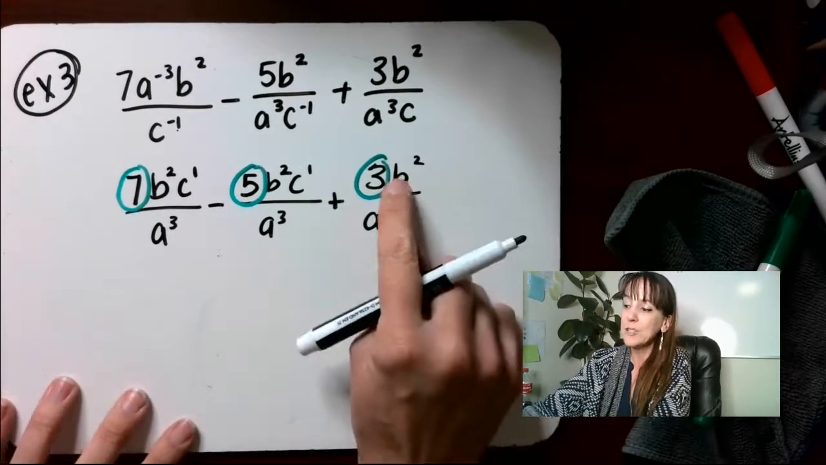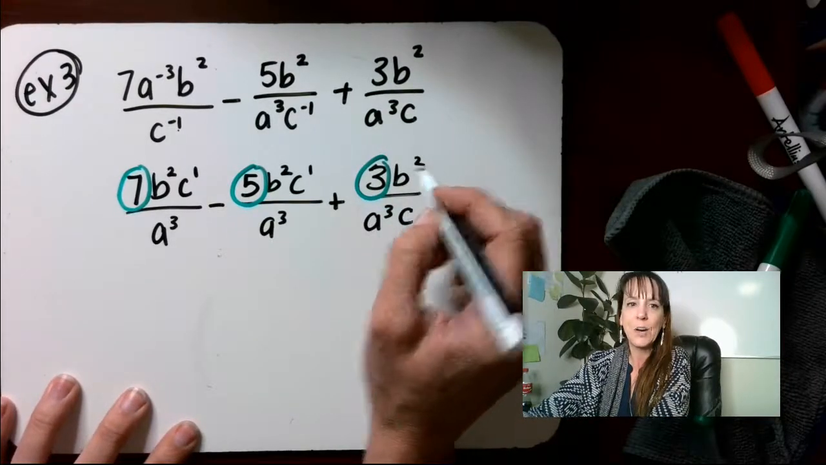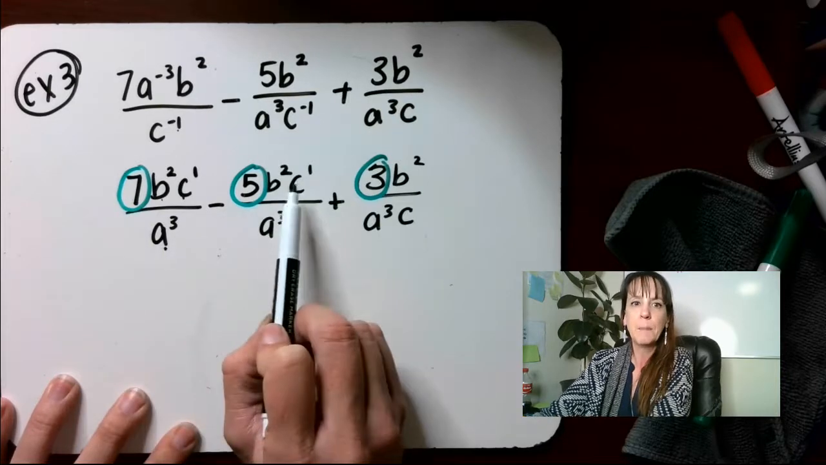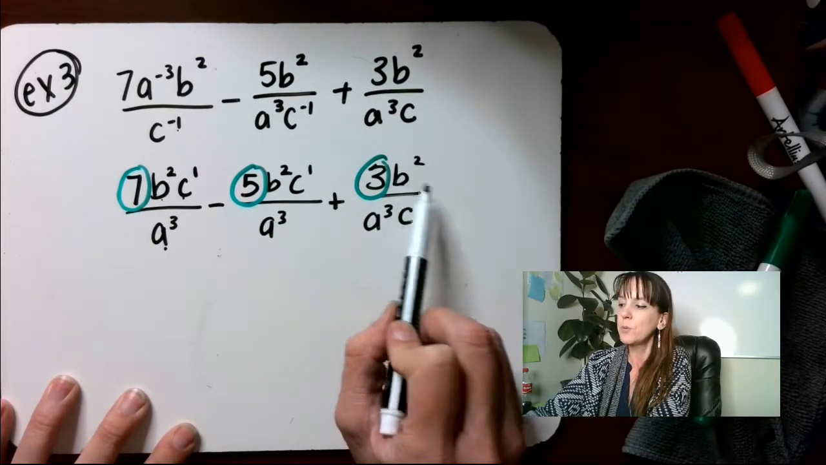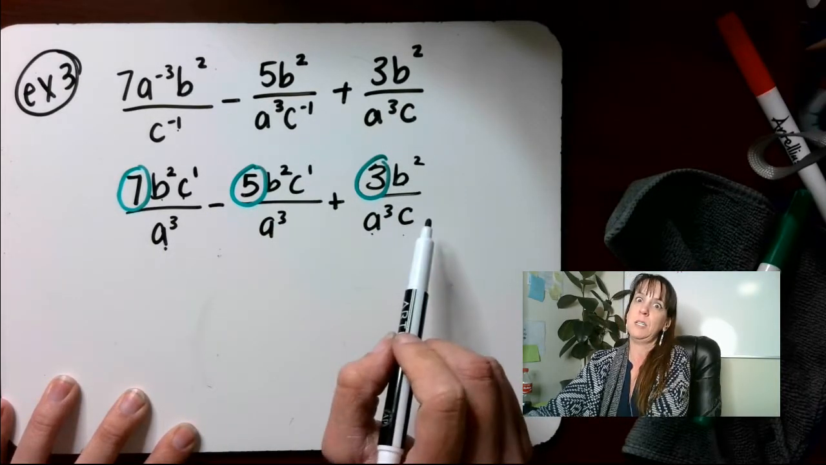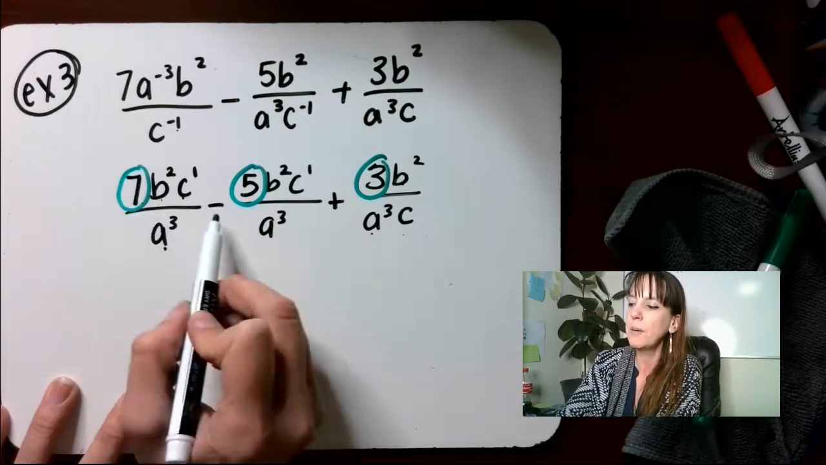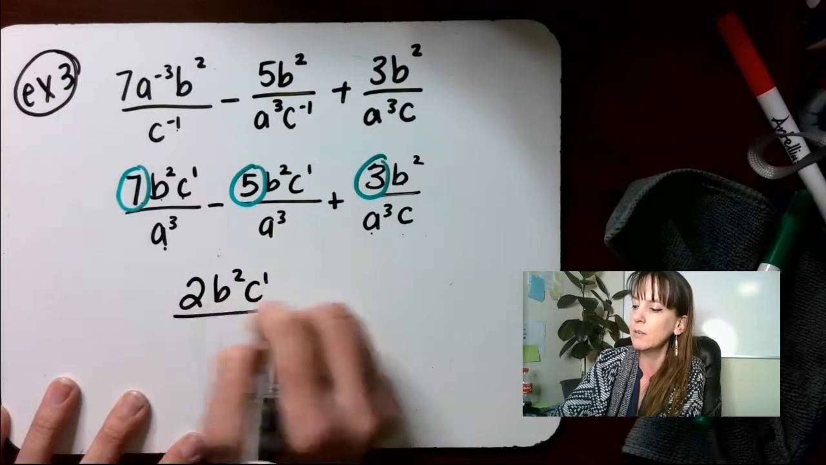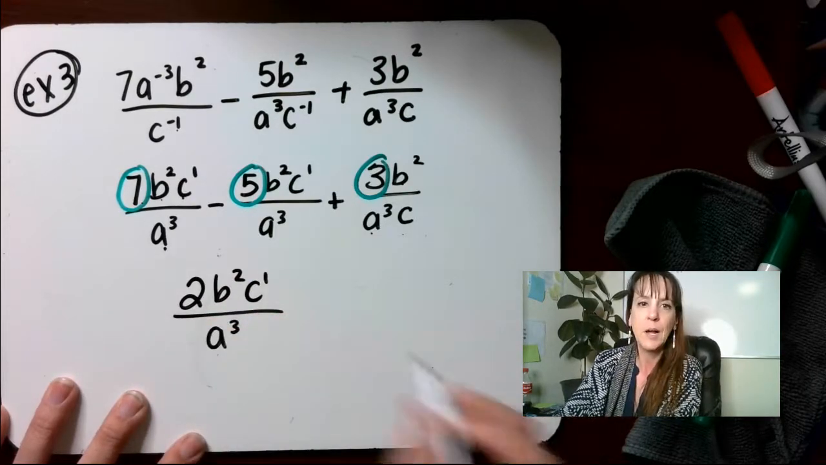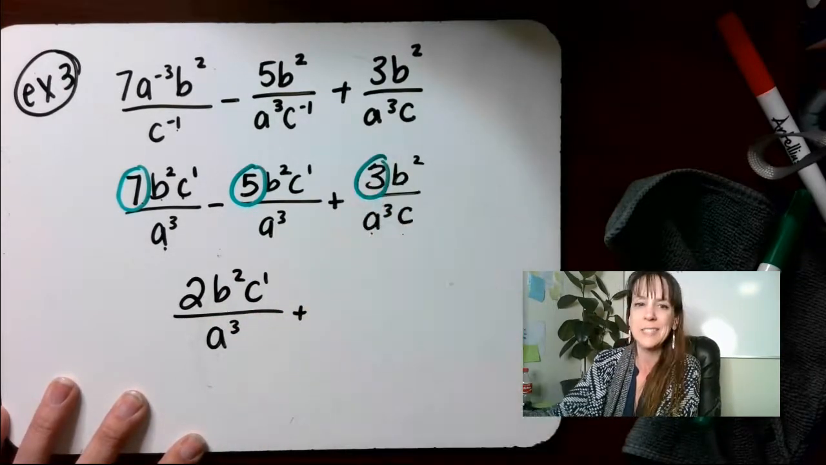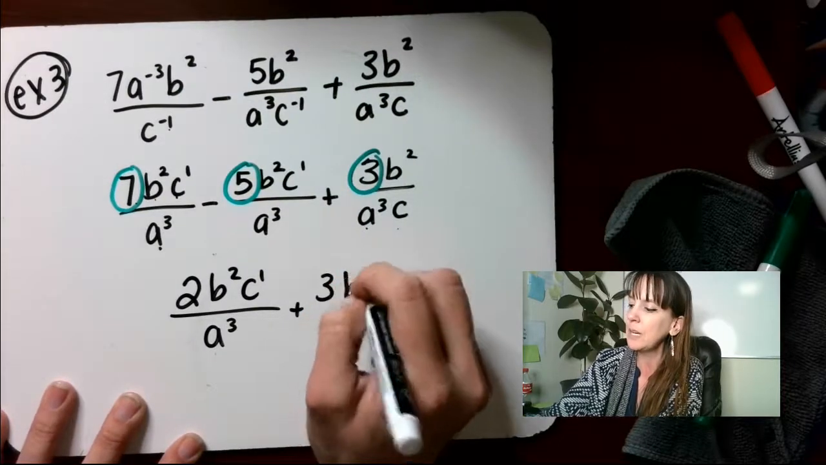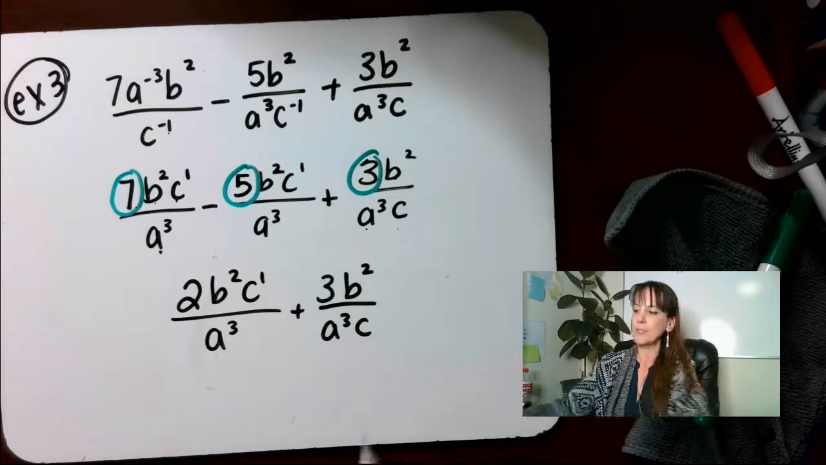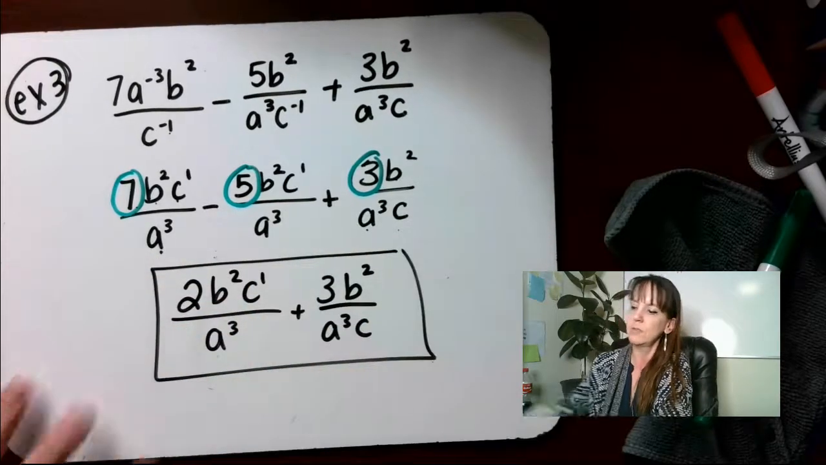I did. So we actually can't combine this guy with this, because this is B2C1 over A3, and this is B2 A3 with the C on the bottom. So 7 minus 5 is going to be 2 B2C1 over A3, plus this guy just stays the same. It's going to be 3B squared A3C. Bam, that is your answer. You just circle that whole thing.